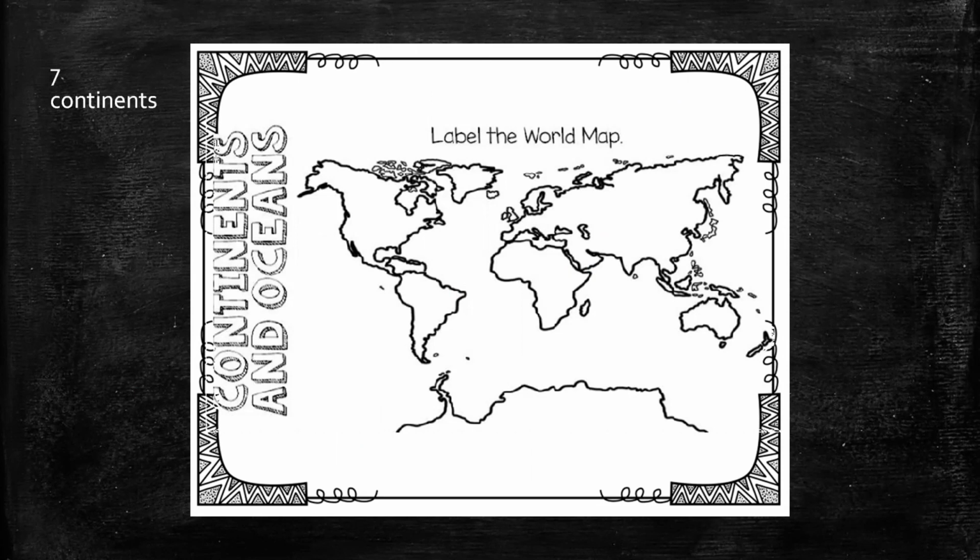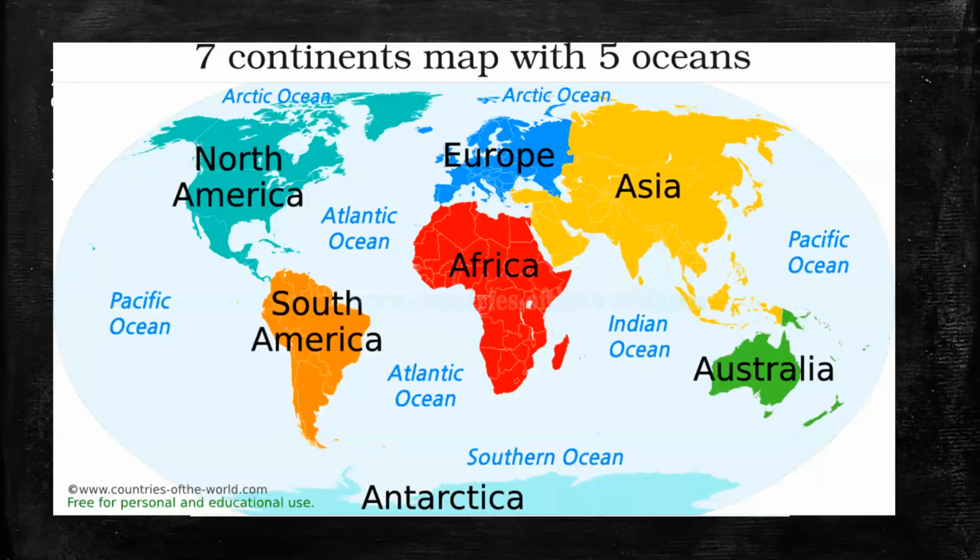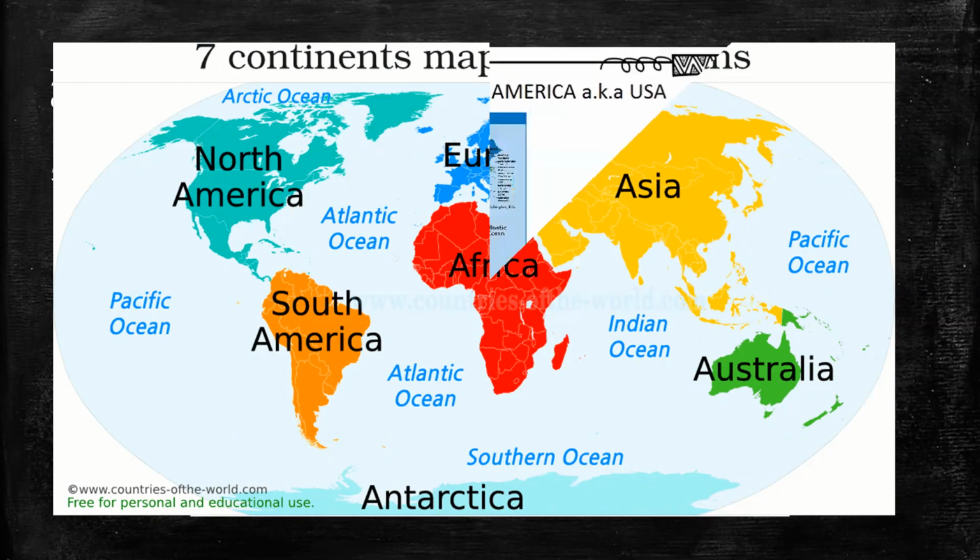All right, I'm assuming that you're done, and let's look at the 7 continents and 5 oceans: North America, South America, Europe, Asia, Africa, Australia, Antarctica. And then you've got your 5 oceans here: Pacific, Arctic, Atlantic, Southern, Indian. Did I get all 5? Yes, I did. All right. So just make sure that you know these 5 oceans and the 7 continents. You should be able to name them, label them on a world map.